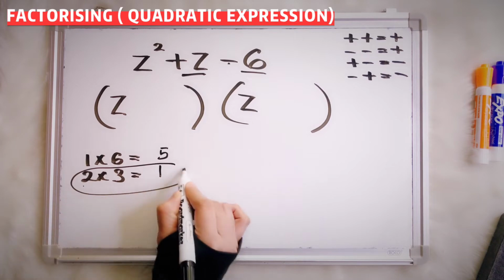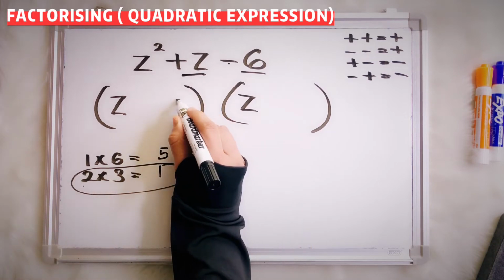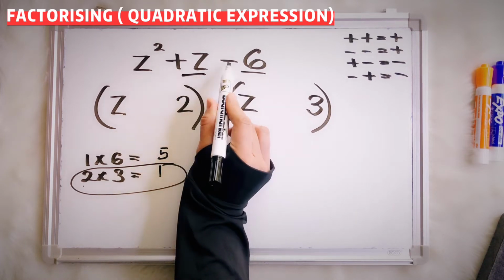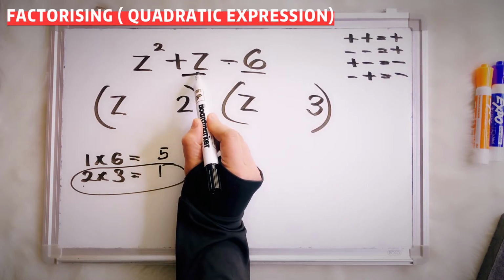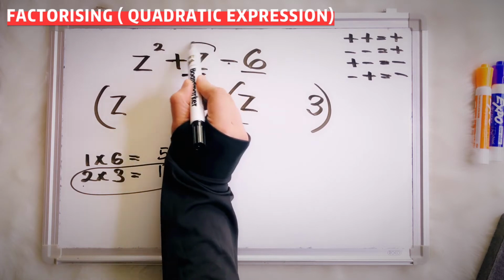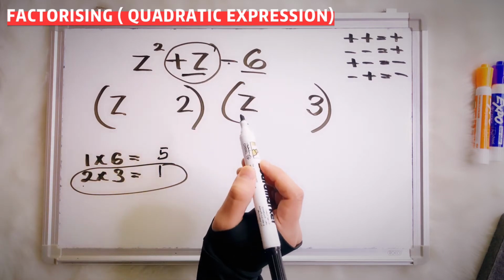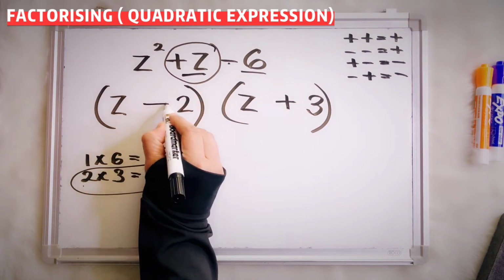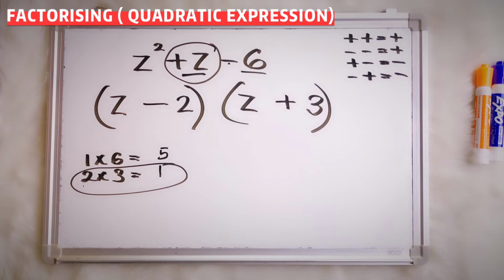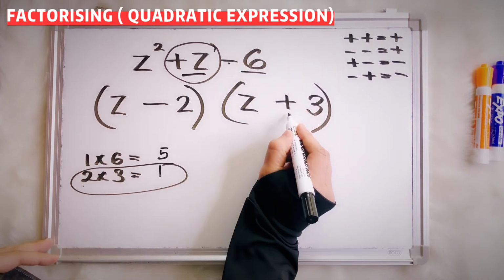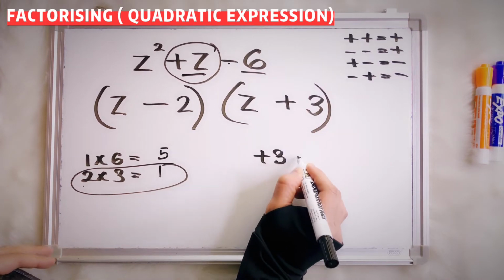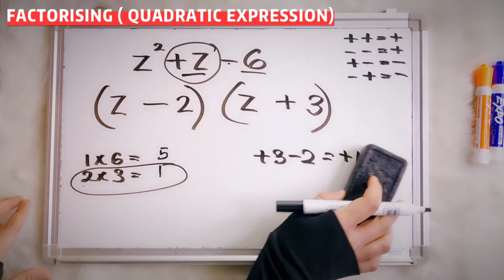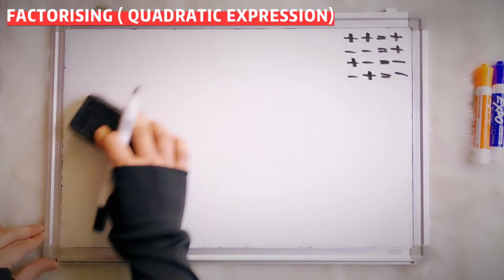So we take this value. The factors you put here are 2 and 3. The signs are plus and negative, right? Our middle term is positive, so the biggest number you put positive, and the smaller number you put negative. Because here I show you 3, positive 3, when you minus 2, you will have positive 1. See? Okay, next.